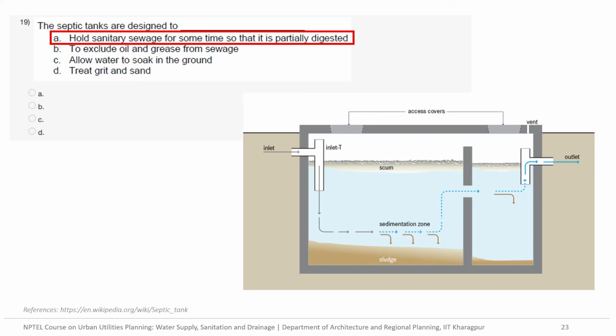We can see a typical cross section of a septic tank in here. Although exclusion of oil and grease does end up happening when we are using a septic tank to connect to, say, an outlet, that's not the primary purpose for which it is designed.